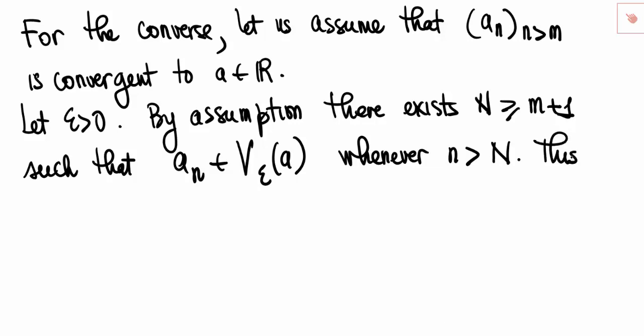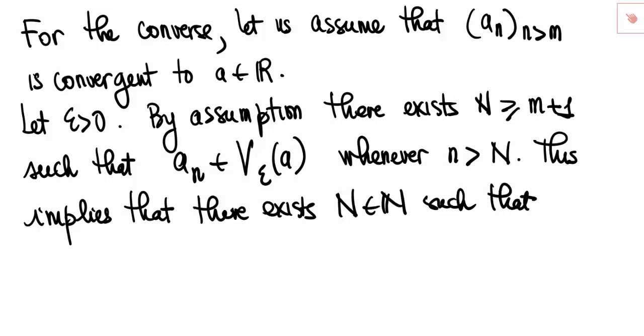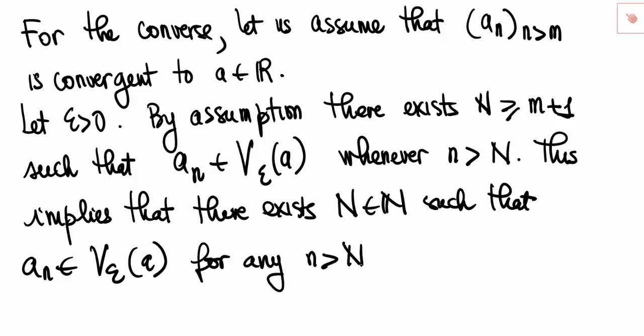This implies that there exists some natural number N such that a_n is in an epsilon neighborhood of a for any little n bigger than N. Consequently, thus a_n converges to a.